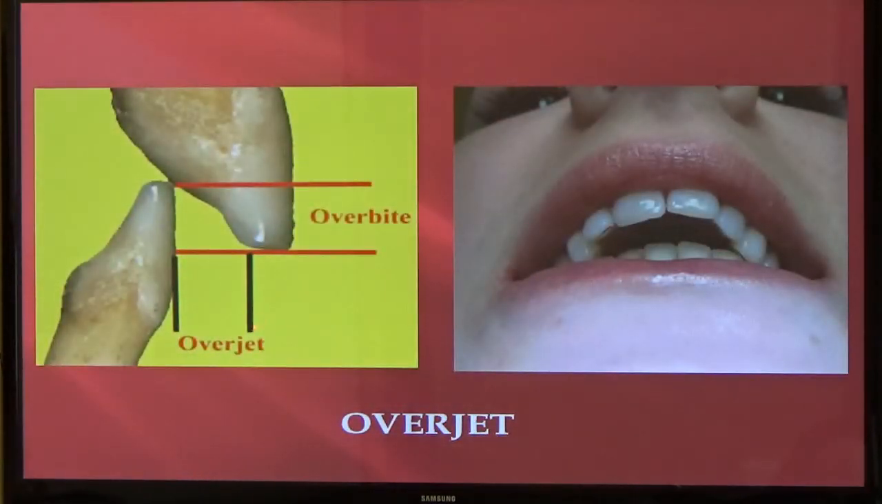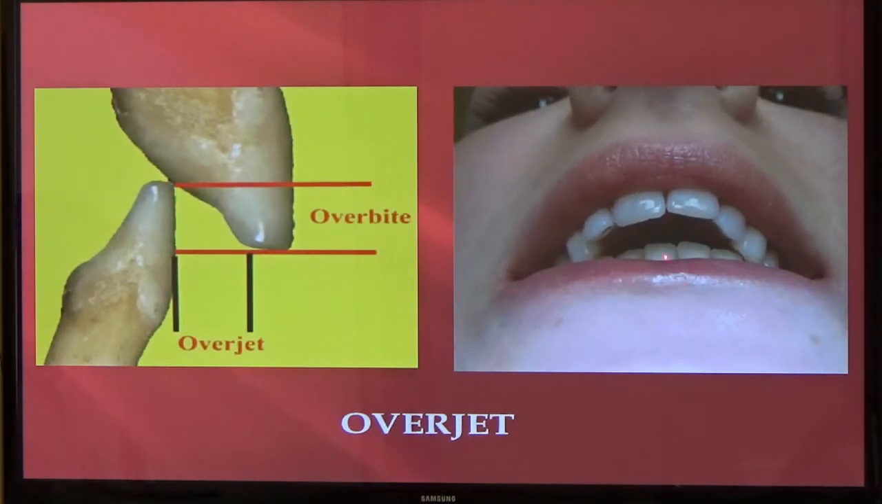So here's the overjet. Here you've got the lower, the upper. So here you should have about a 2 millimeter overjet. That's the ideal. Okay? And we measure this with a perio probe. We'll put the probe here and measure this.